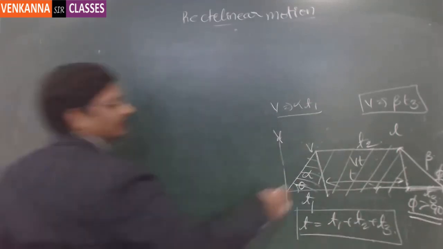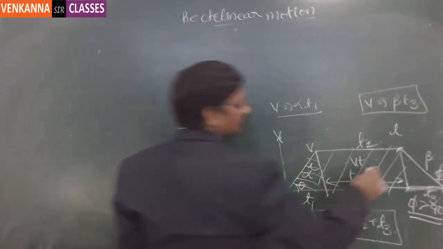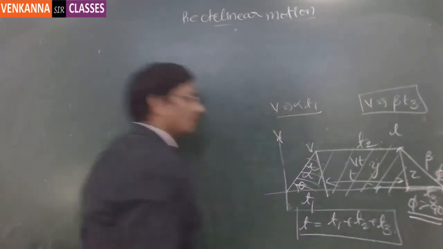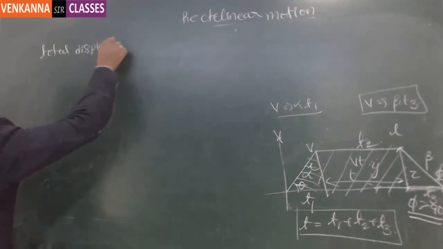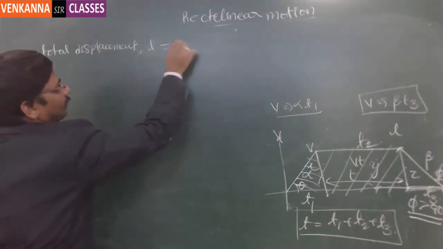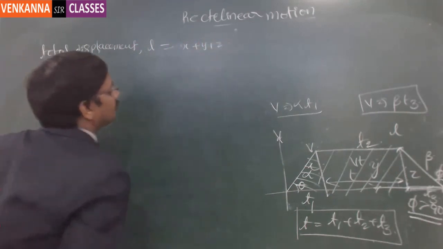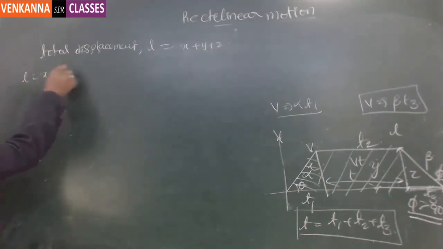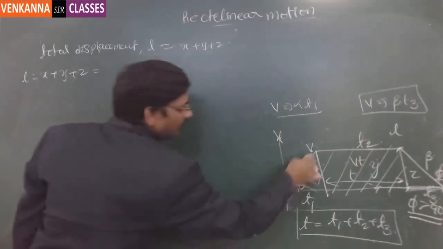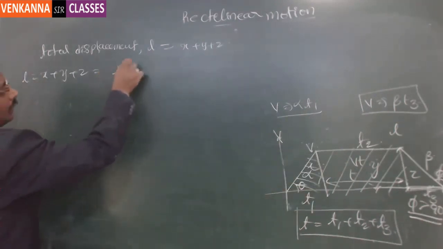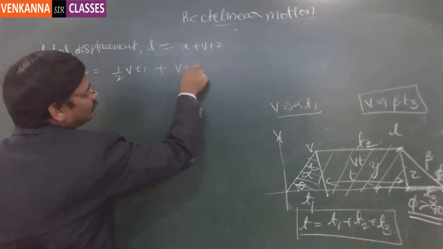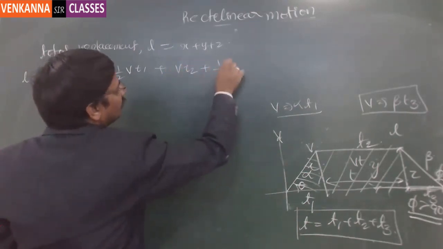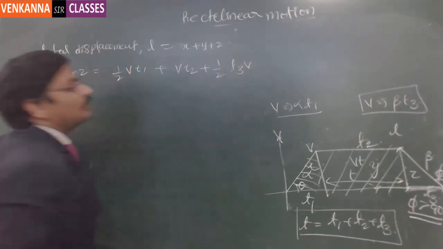Now let us say the displacement traveled for t1 is x, this is for y, and this is for z. Now the total displacement, that is what is L. He has given x plus y plus z as the L value. Now this L value is equal to x plus y plus z. This x is the area under this curve, which is half base into height, plus y, the area under the other part, that is v times t2, and the third one is half base into height. So this is the total displacement traveled.